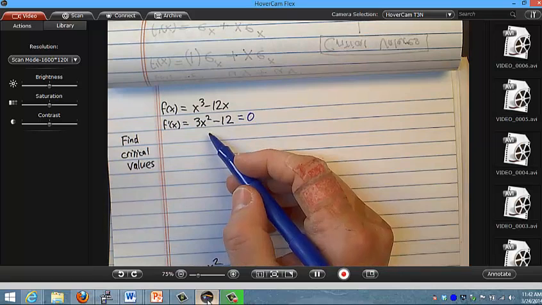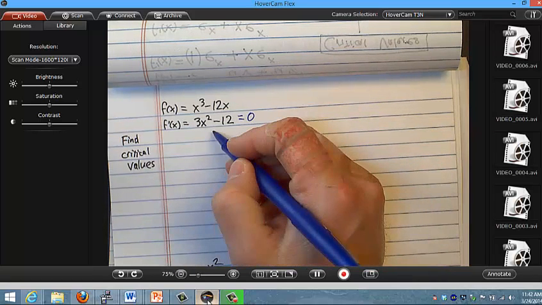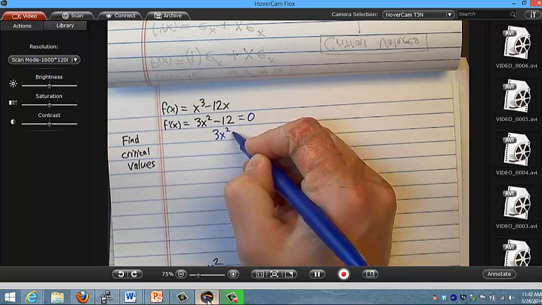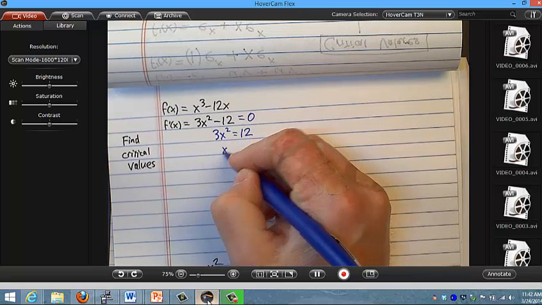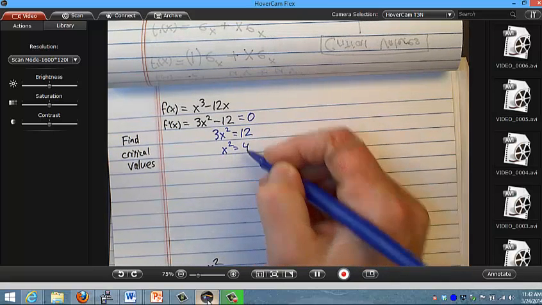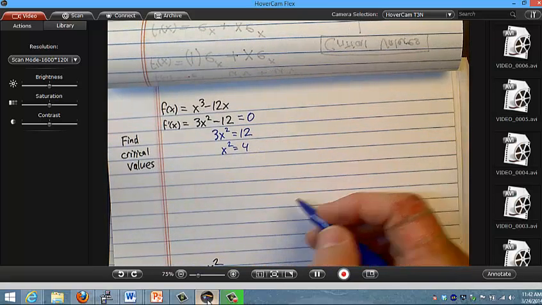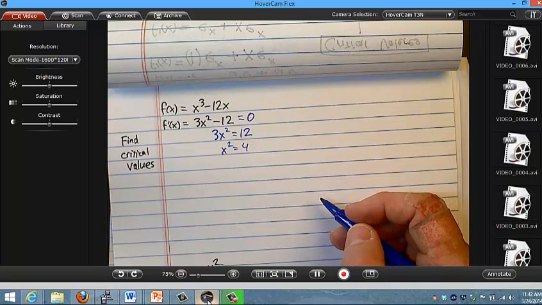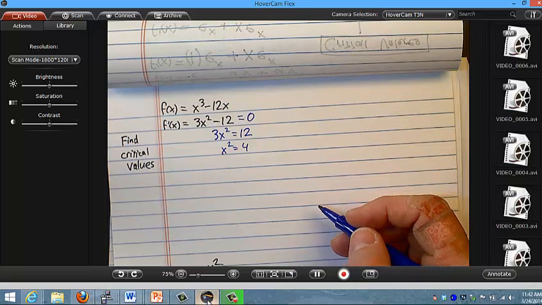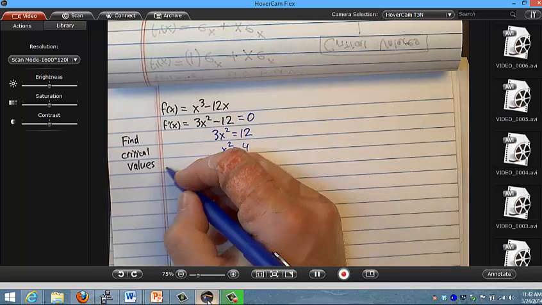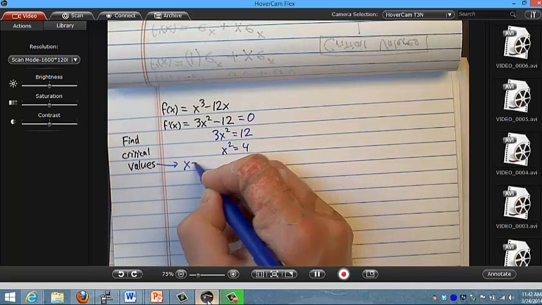How do I solve? Well, probably add 12. Divide by 3. Okay. Yep, take the square root. When you take the square root, you have to remember something. So what are the critical values? Plus or minus 2.